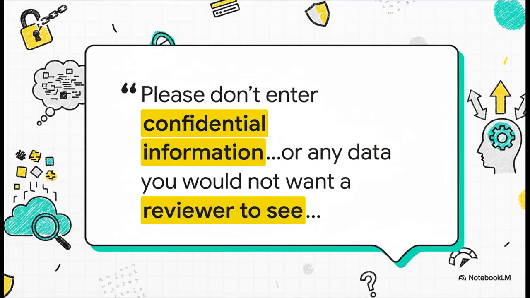And this is a big one. Both Google and OpenAI state that human reviewers can and do look at user chats, supposedly for quality control. In fact, Google's policy has a pretty blunt warning, and I'm quoting here, "Please don't enter confidential information or any data you would not want a reviewer to see."